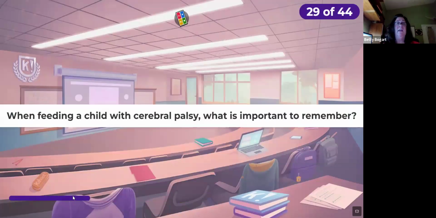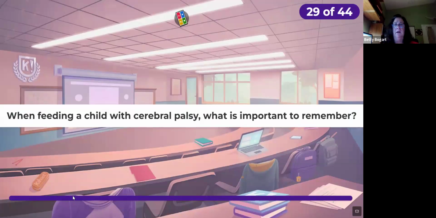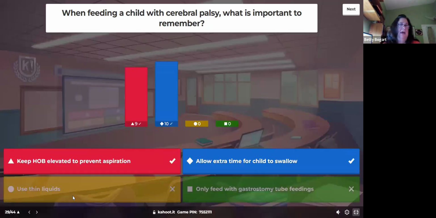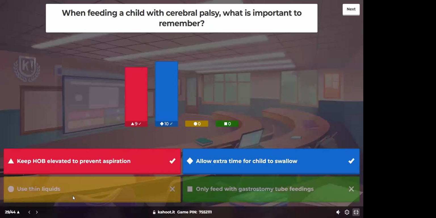Multi. When feeding a child with cerebral palsy, what's important to remember? Remember, cerebral palsy is all about muscle coordination and movement. What would you be concerned about if you had to feed a child with cerebral palsy? Absolutely keep the head of the bed elevated. Give them that time. Excellent.